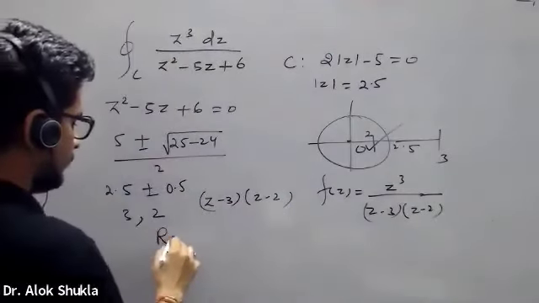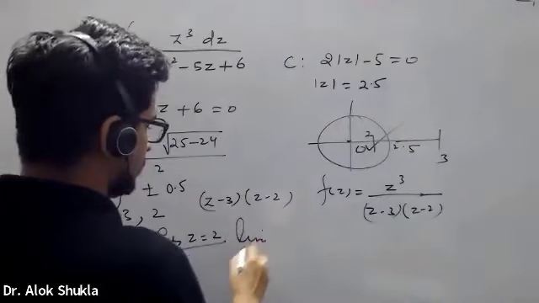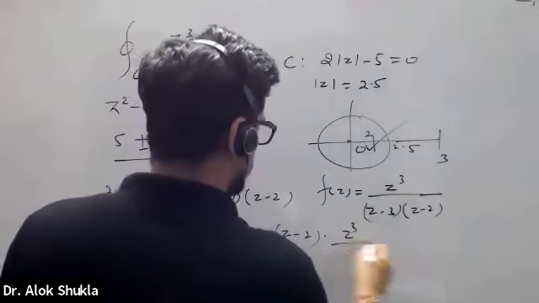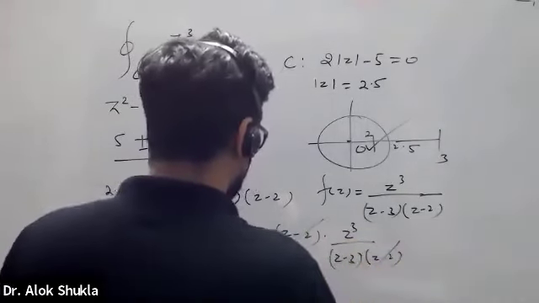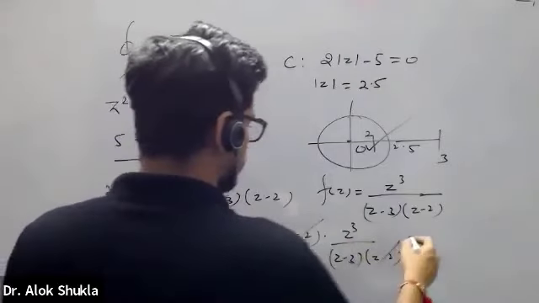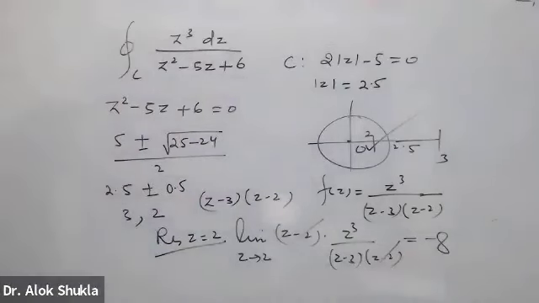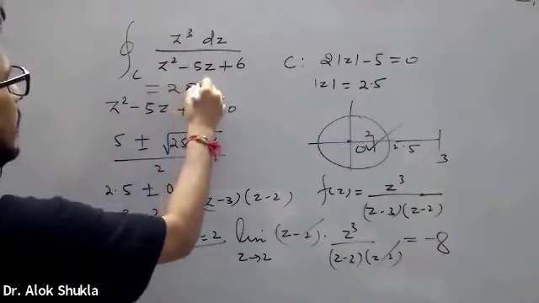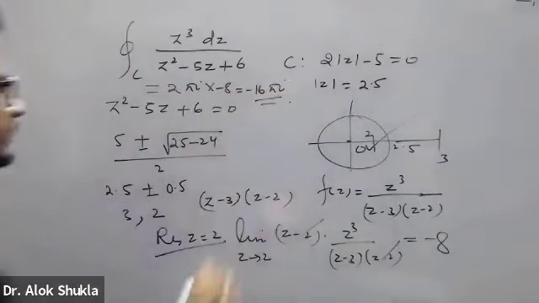So the residue at z is equal to 2 will be given by the limit as z tends towards 2 of (z minus 2) into z cube over (z minus 3)(z minus 2). It will be cancelled, and if you put z is equal to 2, it will be minus 8. See that there is no calculation mistake. So the answer will be 2 pi i into minus 8, that means minus 16 pi i.